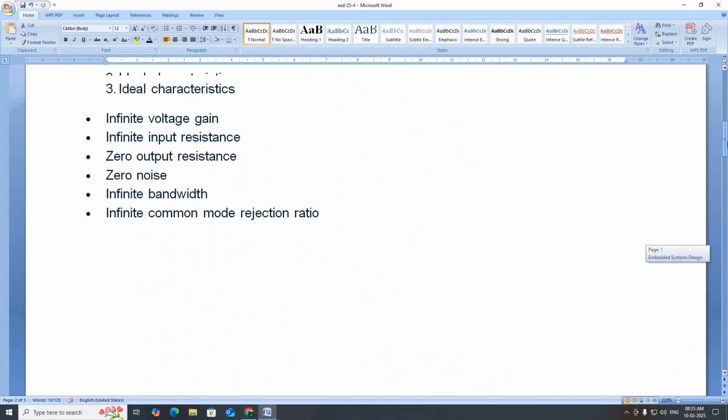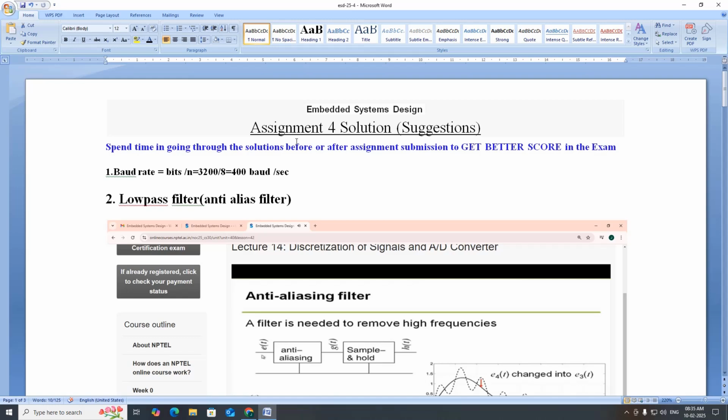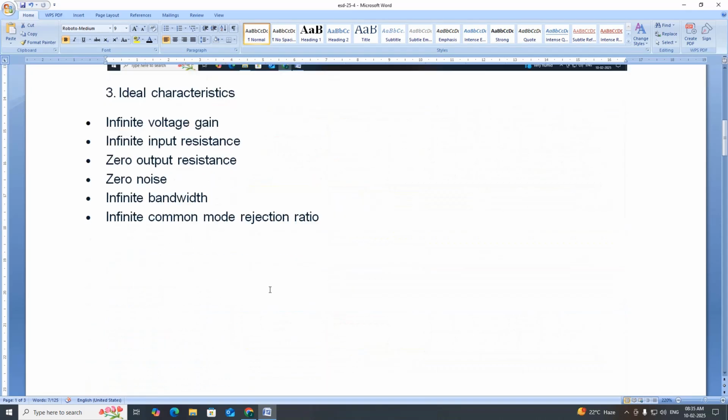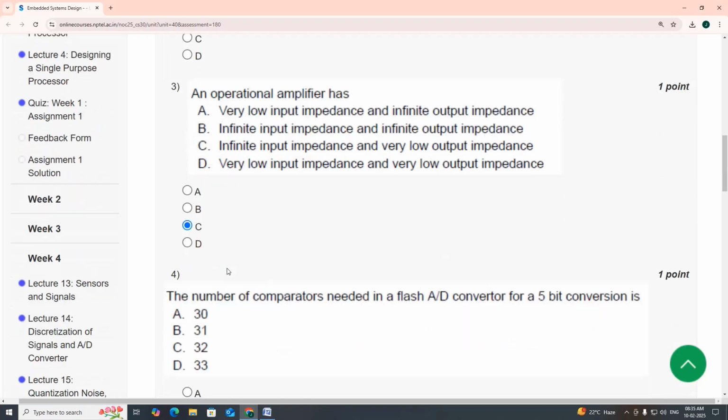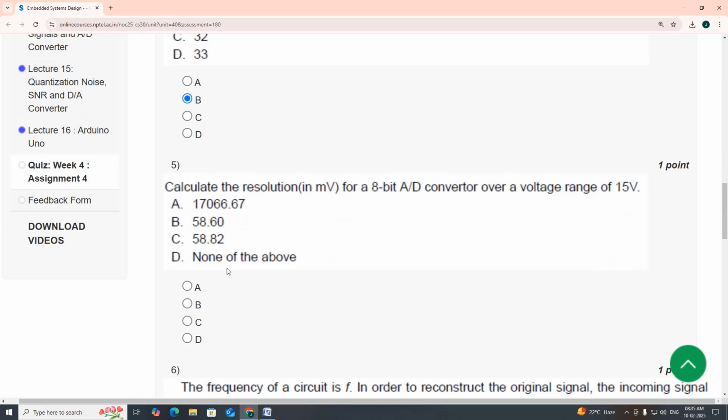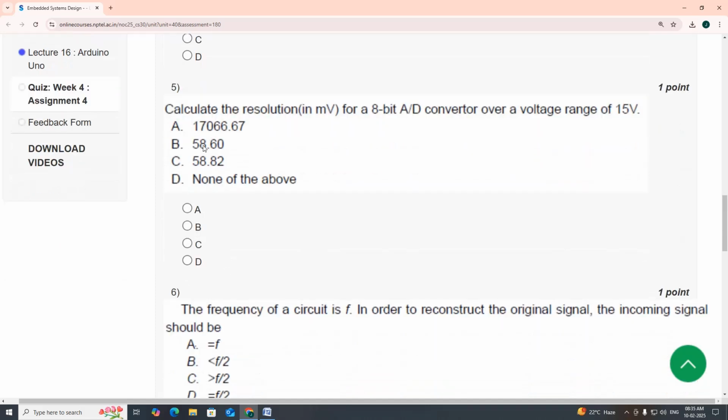Whatever suggestions we are giving, solutions we are providing, are our suggestions. Please kindly note that, and kindly spend time going through the solutions before or after assignment submission to get a better score, because later you will be very busy with record submission, assignment submission, and the end semester examination. So kindly spend a few minutes before or after assignment submission. We'll move on to the 5th one.